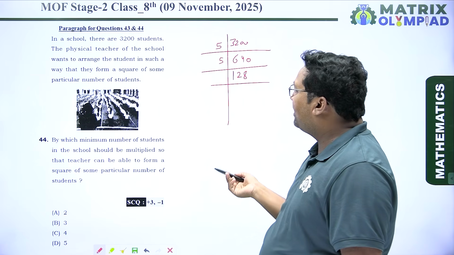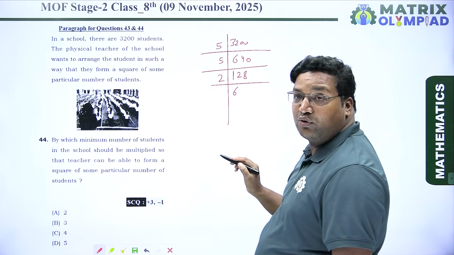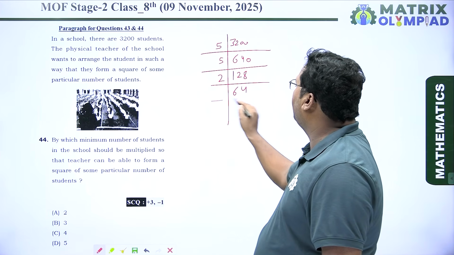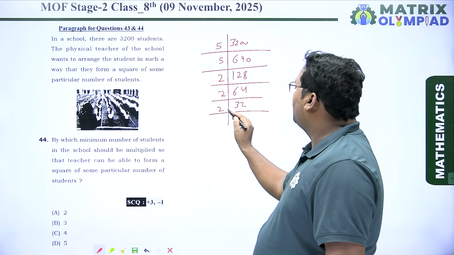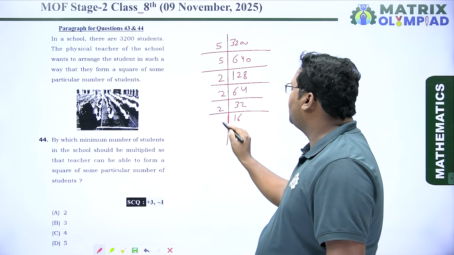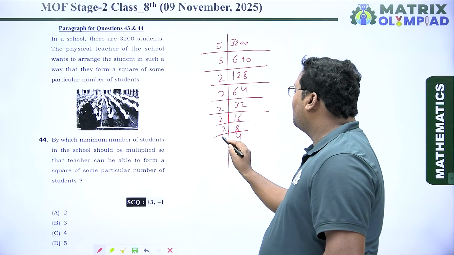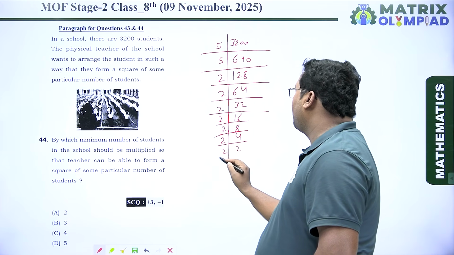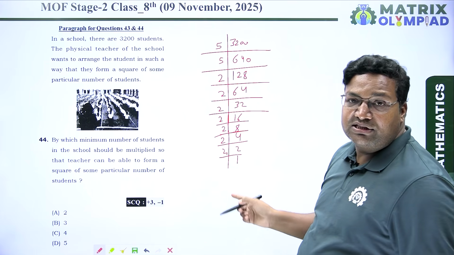Now we have to divide this number by 2. So it is 2 6s are 12, 2 4s are 8. This number is again divisible by 2. So 32. 32 divided by 2 is 16. 16 divided by 2 is 8. 8 divided by 2 is 4. 4 divided by 2 is 2. 2 divided by 2 is 1. So these are the prime factors of this number.